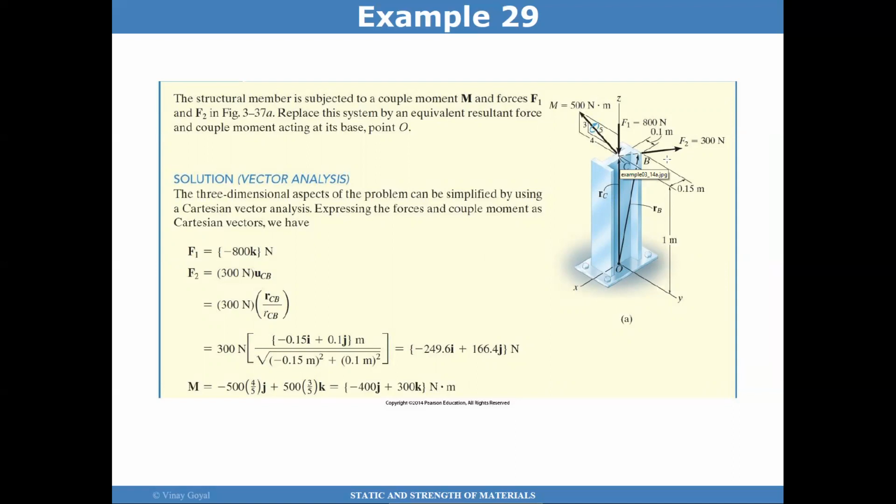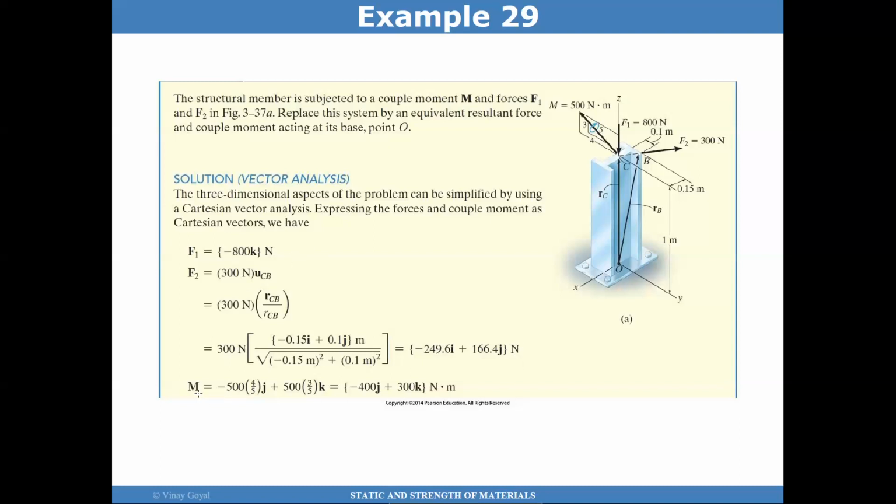And you can realize here that F1 is fairly straightforward. It's 800 newtons times k hat because it's going downwards in this direction. However, F2 is a little more tricky because they only gave you the magnitude, but you can calculate the direction by finding the unit vector that goes along this direction. To determine that, we can find the coordinates of points B and C, and then using that, we can form a unit vector. The unit vector times 300 newtons gives you the full vector that we want for F2.